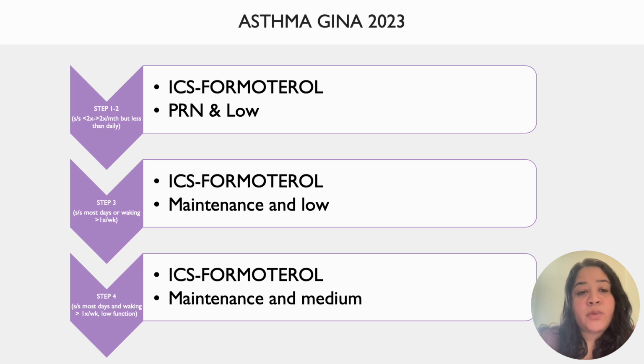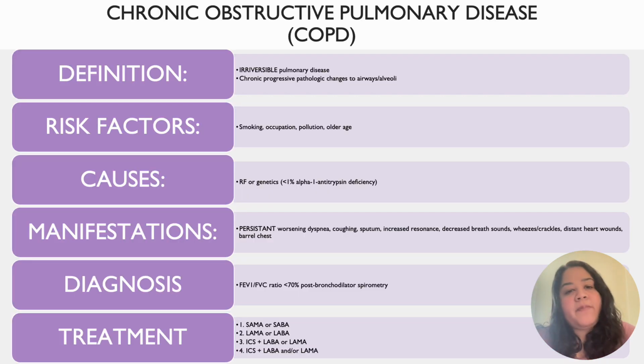So steps 1 and 2, we can do PRN on low maintenance and ICS formoterol combo. Step 3, we bump up that ICS formoterol combo. Step 4, we bump it up even higher, and we should be considering referring out. And I hope that makes sense. Ready? So moving on to COPD.